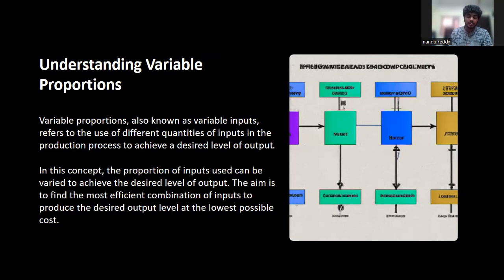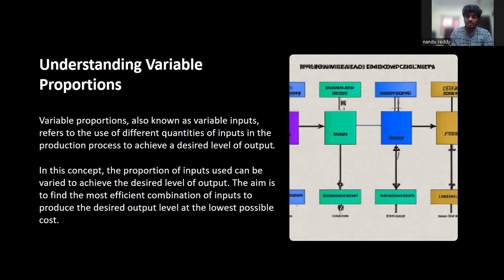As we said before, there are multiple inputs: labors, fixed prices, machinery, and output. These four were there. If we increase labors, the output also will increase, up to a certain level only.